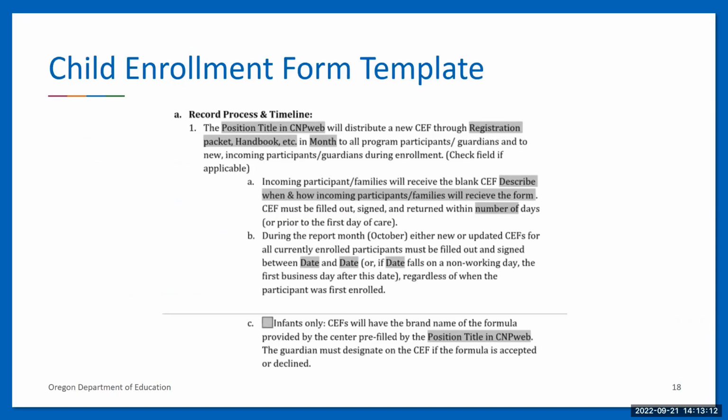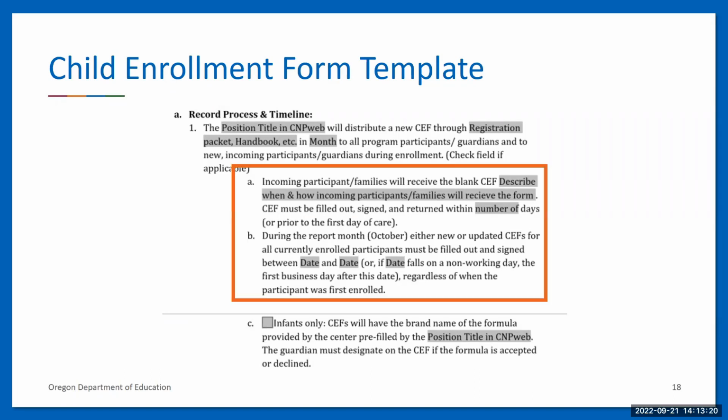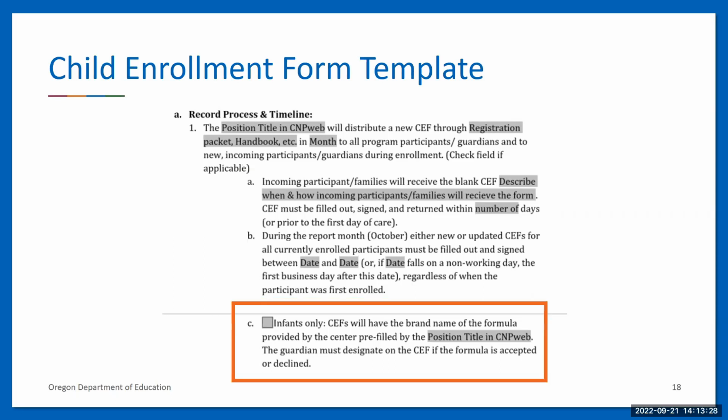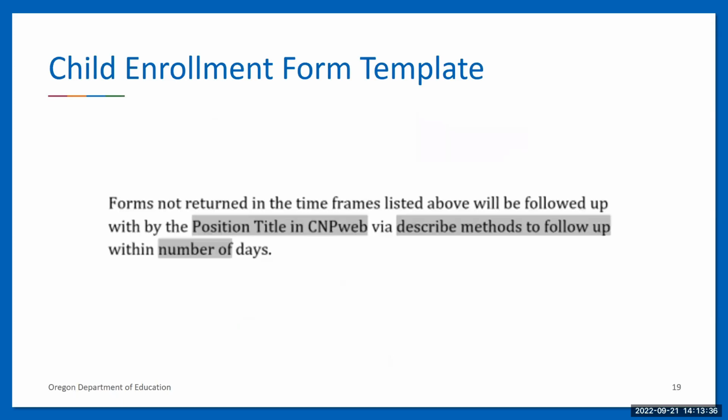The first step in the process is identifying what position is responsible for distributing CEFs, how this is done, and when it occurs. Both sections on distribution to new participants and current participants are required to be completed. If infants are in care at the center, this section must be checked and completed as well. Included in this step, there's a section regarding what staff position is responsible for following up on distributed CEFs that are not returned in the prescribed timeline and methods that will be used to follow up.